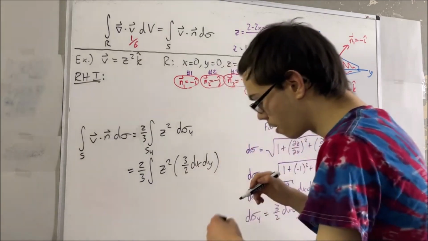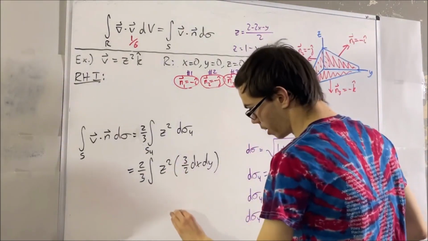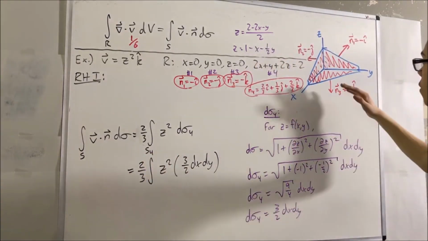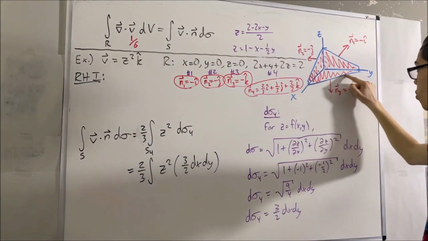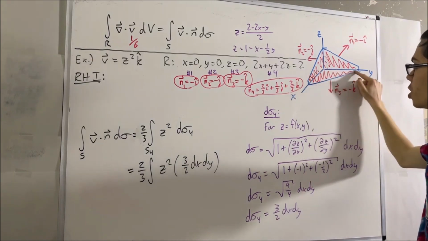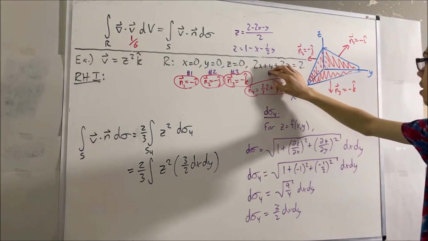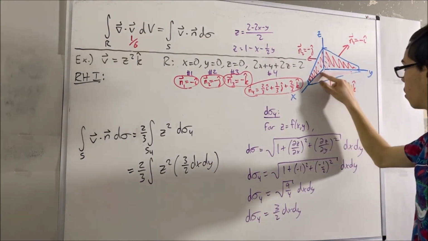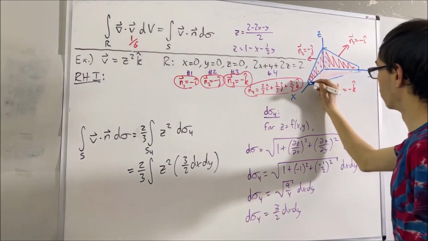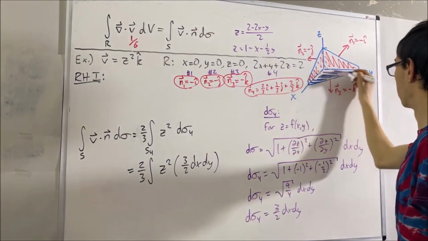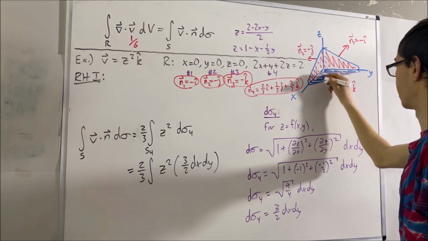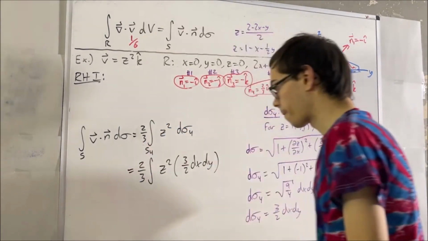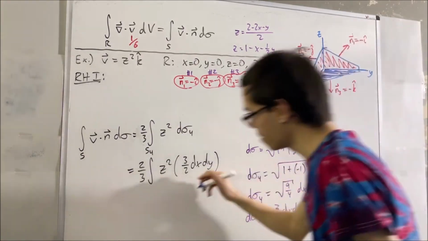So this is it. But here's the thing. We're no longer integrating over surface 4. We're actually integrating over this triangular region right here. It's basically the projection of this plane onto the xy plane. That's why we have dx dy. So really, we're integrating over this blue colored region that I'm coloring in right here. That's the region we're integrating over now. So I'm just going to call this region E.